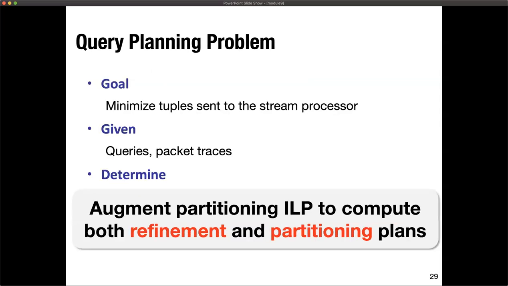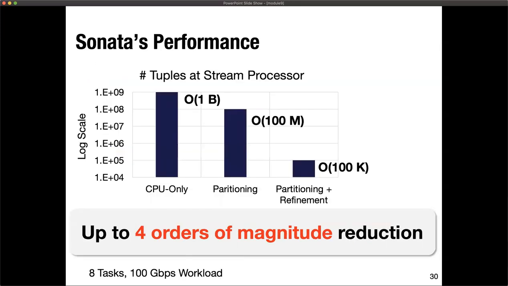I have to mention that the authors don't claim to find the optimal solution, right? Because if you rely on an integer linear program to find the optimal solution, it can take ages to get to that final answer. But they're happy with a good enough solution, because even if the solution is non-optimal, but it is closer to the optimal, it is still able to significantly reduce the load at the stream processor.